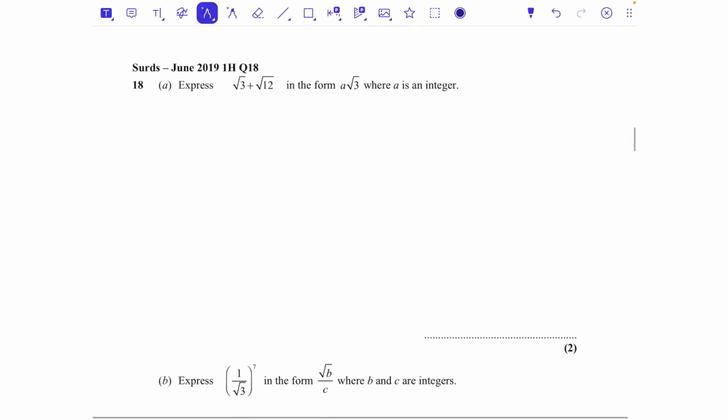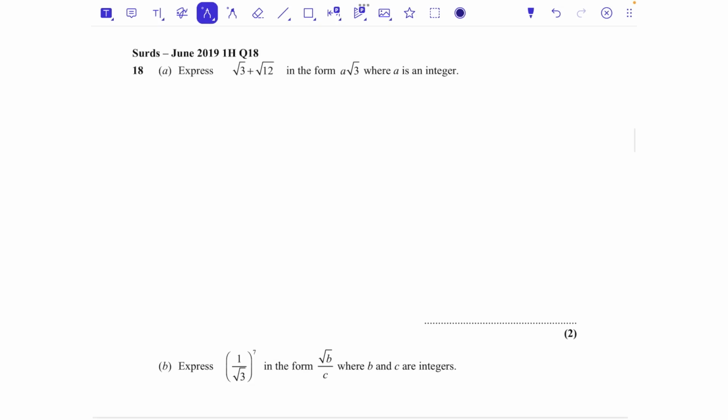Question 2, and I've picked another surds one here. This was from June 2019. 18a, express root 3 add root 12 in the form a root 3, where a is an integer. So the root 3 is fine. But the root 12, we need to think, has it got any square number factors? So 1, 4, 9, 16, 25, 36, 49. These are all square numbers. If ever a surd has one of these numbers as a factor, it can be simplified. So in this case, 4 is a factor of 12.